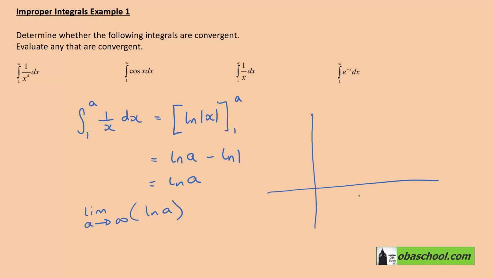If you think about the log graph, the gradient gets less and less, but still every time you increase x, you increase log x. So there is no convergence.